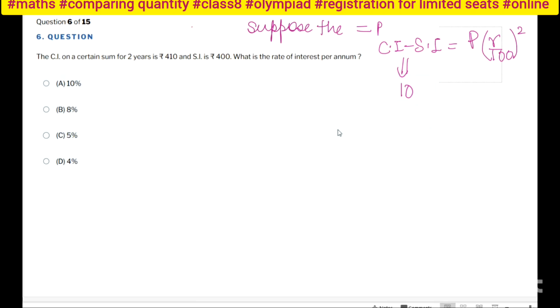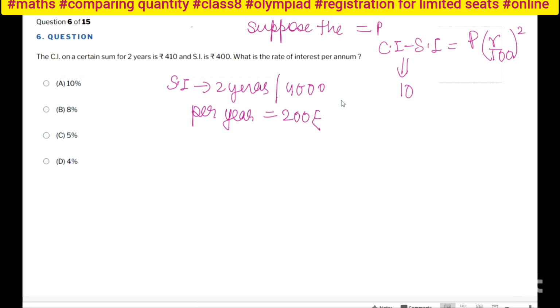Now say that my SI is also applied for 2 years and I am getting 400 rupees. So per year it will be only 200 rupees, since in 2 years I am getting 400 rupees. Okay. So now apply the formula, that is PRT. Or I can say they are saying it is applied on this amount, so I can say 200 into 100 by R is equal to nothing but P.